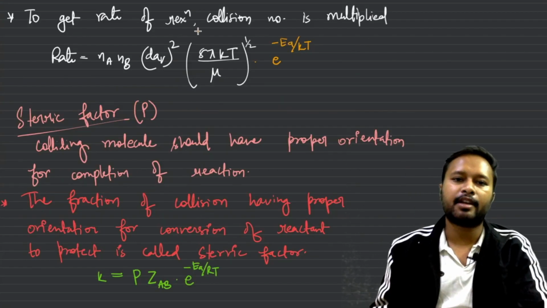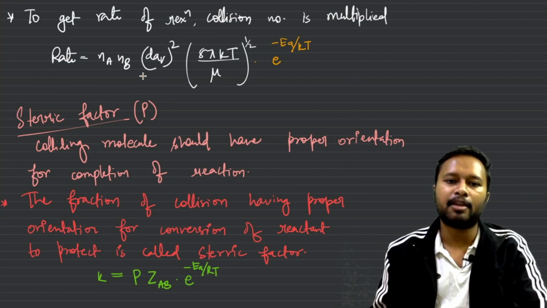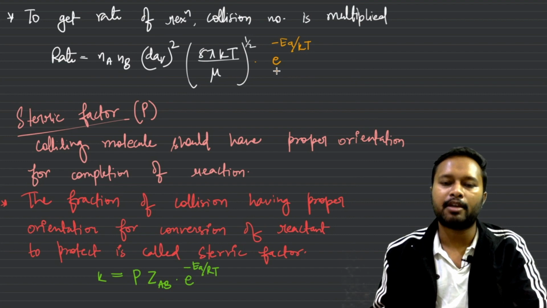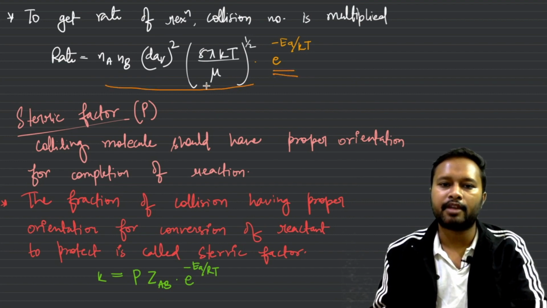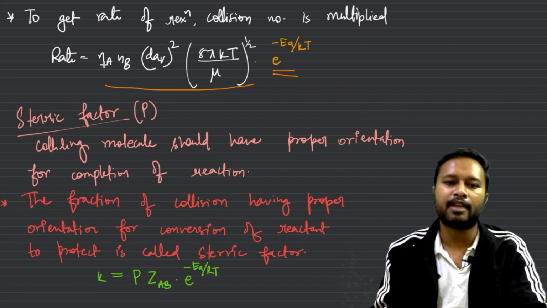Okay, so to get the rate of the reaction, the collision number is also multiplied. So the rate of the reaction is the collision frequency multiplied by the energy factor. So the overall rate of the reaction according to collision theory is this much: NA NB dAB square, 8 pi kT upon mu under root, and e to the power minus Ea upon kT, where Ea is your activation energy, k is the Boltzmann constant, T is the temperature.